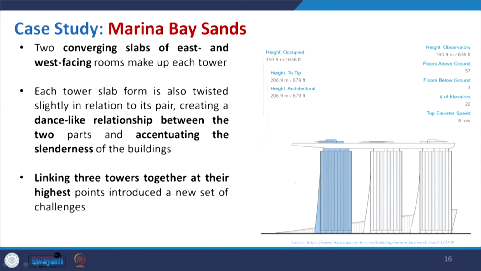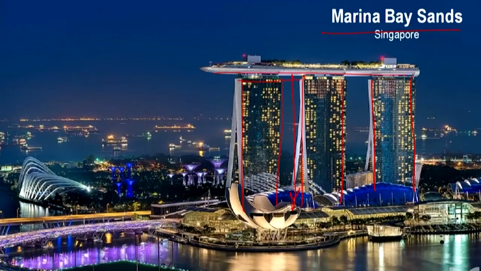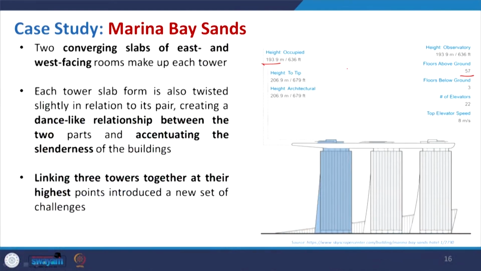Now, looking into the height, it is not that much compared to the other buildings we have discussed today. The height is around 200 meters, and the number of floors is again considered low. The three towers look identical, and they hold a particular slab at the top. In this case, two converging slabs of east and west facing rooms make up each tower.